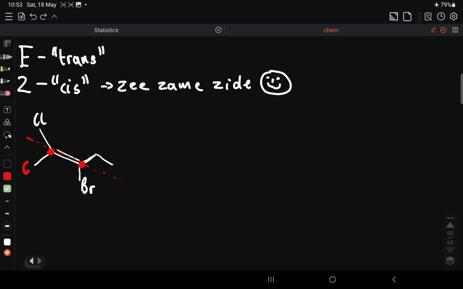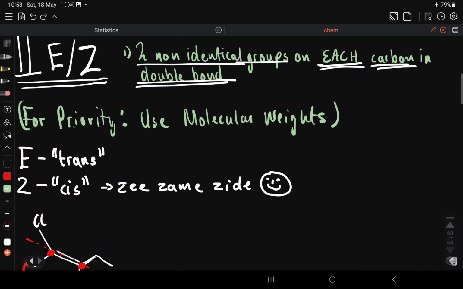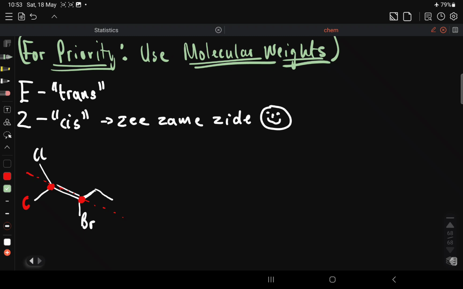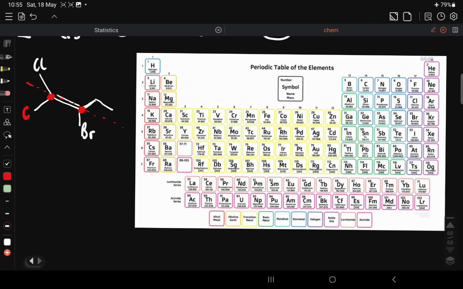What are we going to do then? Well, we check. Look at what this statement says. For priority, you use molecular weight. So we are going to see who has higher priority on the left and who has higher priority on the right. And then we join them and see if they're on the same side or different sides. How do we see who has higher priority? We look at the molecular weight. What do we use to find the molecular weight? We use the periodic table. So let me load the periodic table.